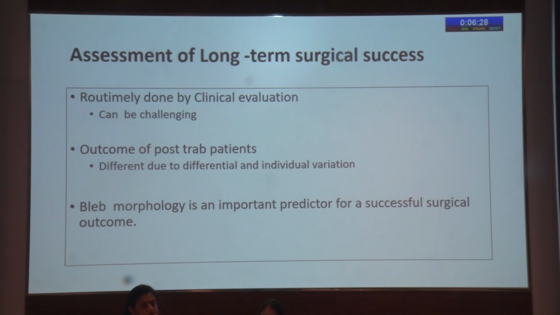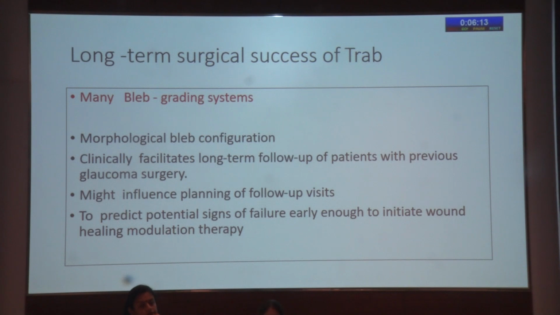Routine long-term assessment is done by the clinician on a slit lamp, but it can be challenging. The outcome of these trabeculectomy patients is different for different patients, and there is individual variation, and bleb morphology is an important factor and predictor for this. So there are many bleb grading systems. They consider morphological bleb configuration. This facilitates the long-term follow-up of blebs and may predict potential signs of failure early enough to intervene.